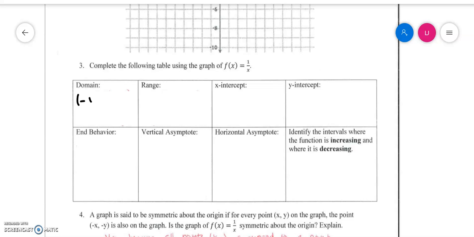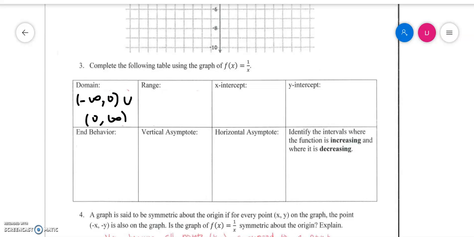So we have negative infinity to 0, don't include the 0, use parentheses, combined with 0 to infinity. Now, if you used inequality notation or set builder notation, that's fine too. But I'm going to be using interval notation.